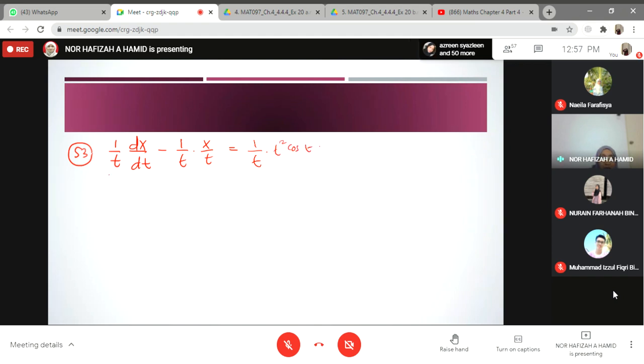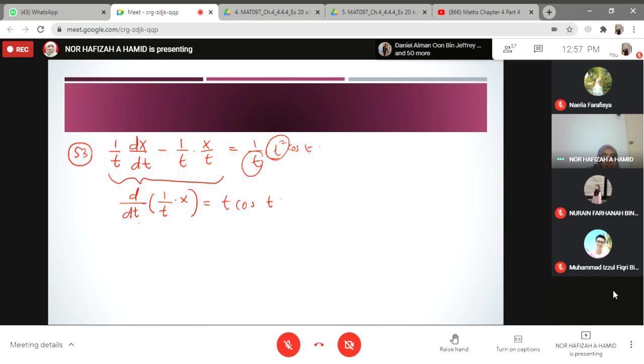Okay. So for the left hand side ni, represent product rule. So formula dia is d over dt. Okay, so formula is integrating factor. Tadi kita ada 1 over t, integrating factor dia. So you need to multiply with the dependent variable. So in this case, dependent variable is x. So multiply with x. Okay, equal to, so ni boleh simplify t with t square, so you will have t cos t.